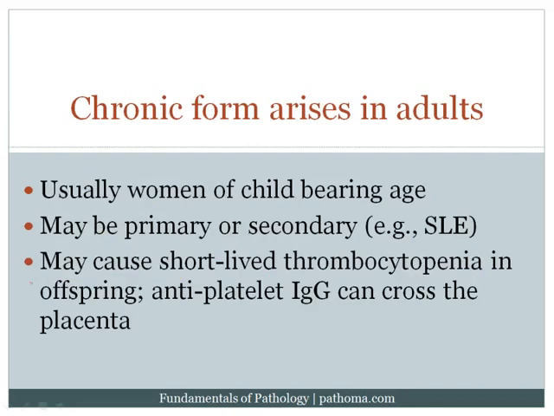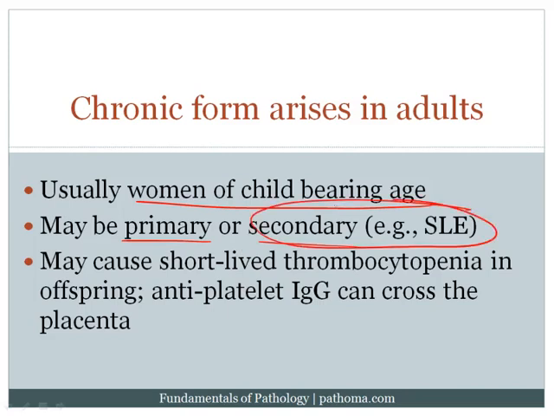In the chronic form, which normally arises in adults, this is classically seen in women of childbearing age. Again, it's an autoimmune type of disorder, and it can be primary or secondary. Now, primary, we don't really know the cause, and secondary, it's associated with another disorder, for example, lupus.